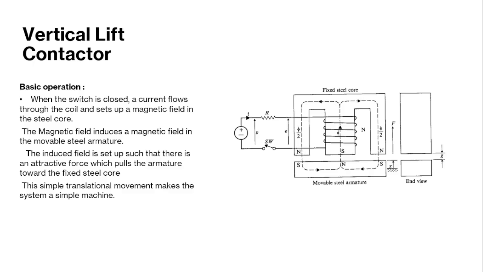So you get into the vertical lift contactor. So based on the operation of it, I'm gonna get my laser pointer. So going through it. So I started from here, right? So you have a battery. This battery is going to give you a current through the resistance, which is modeling the resistance of the coil.